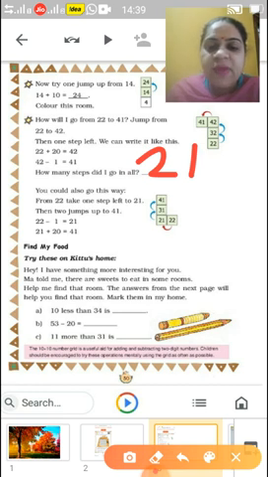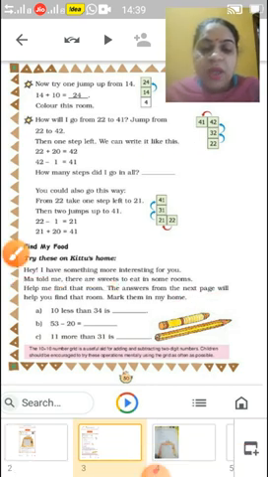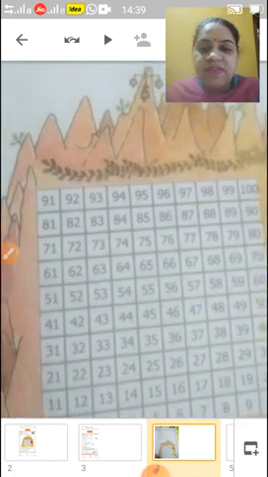Hey, I have something more interesting for you. Ma told me there are sweets to eat in some rooms. So here, her mother told her there are some sweets to eat in some rooms. Help me find that room. The answers from the next page will help you find that room. So children, in this we need to find the room from this page.